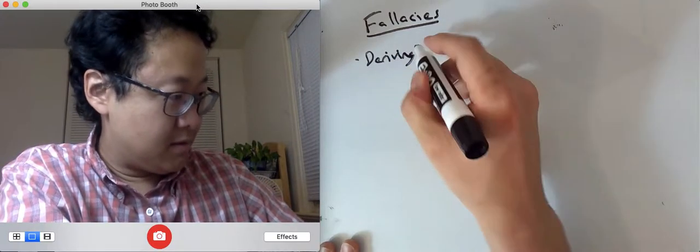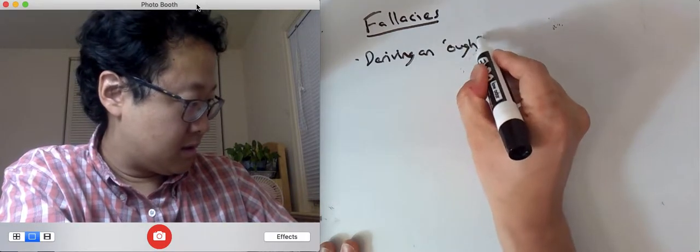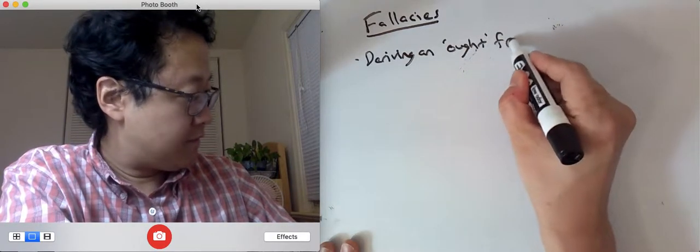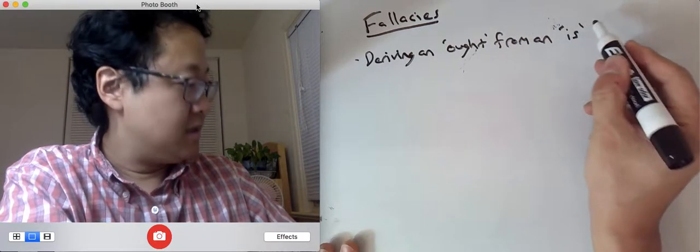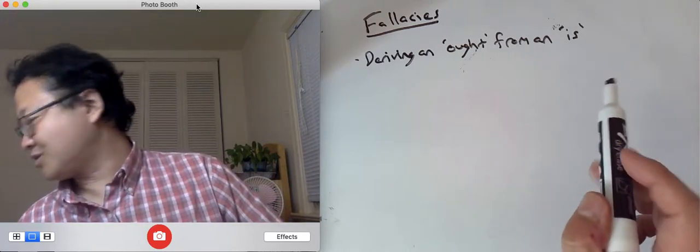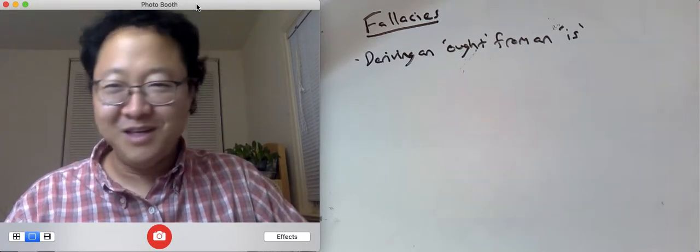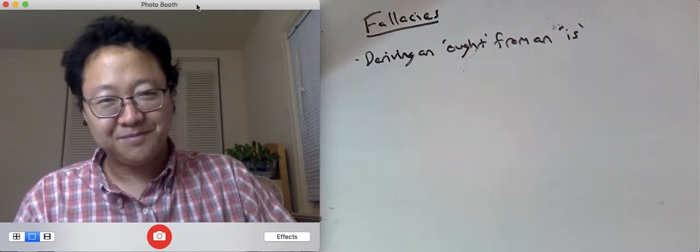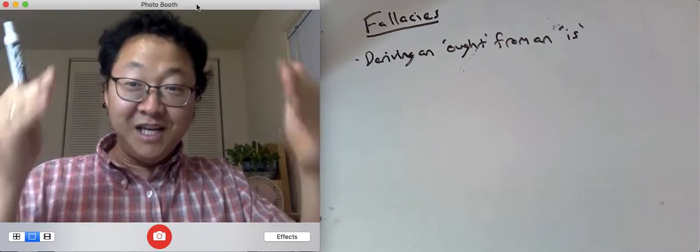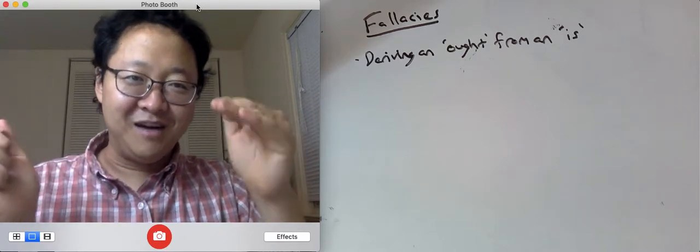Okay, so the first fallacy we're going to learn is the fallacy of deriving an 'ought' from an 'is'. Notice they put the single quotes around it. So it's the use-mention distinction. They're mentioning the words, they're not using the words. So in a sentence, you're deriving an ought from an is.